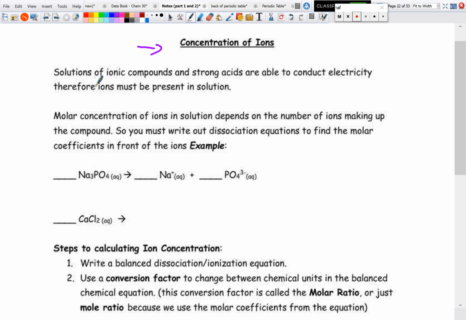Of course, as we know, solutions with ionic compounds and strong acids are able to conduct electricity because they have ions, or they are electrolytes. This is because of their dissociation or ionization equations. So when we have molar concentration of ions in solution, it's going to depend on the number of ions making up the compound, or from its dissociation equation. So our first step when trying to figure out concentration of ions is to write out a dissociation equation to find the coefficients, essentially trying to find out how many ions there are.